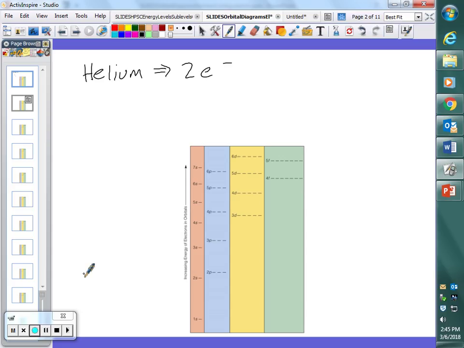So, just to be a little different, just to show you that there's a couple different ways we can represent this, I'm going to just draw myself a box. Remember I said that lines, boxes, circles can represent orbitals. I'm going to draw this box. What should I label this box? This box represents an orbital. Which orbital? The 1s orbital. So I'm just going to label it as 1s.